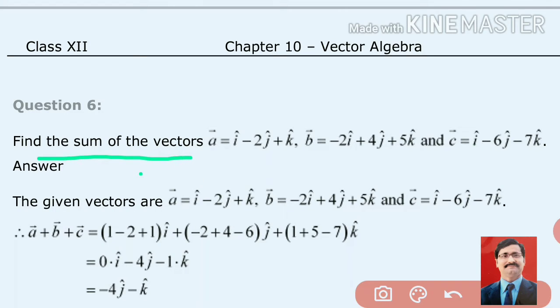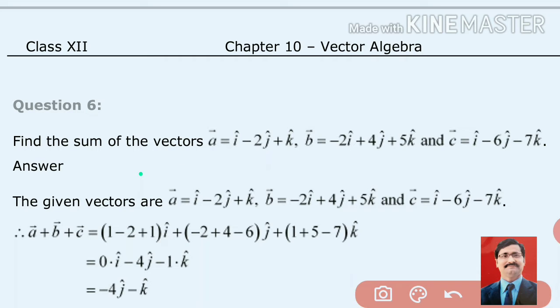Find the sum of the vectors. The first vector A is given as i minus 2j plus k, the second vector B is equal to minus 2i plus 4j plus 5k, and the C vector is given as i minus 6j minus 7k. What you have to do is find the sum of these three vectors.